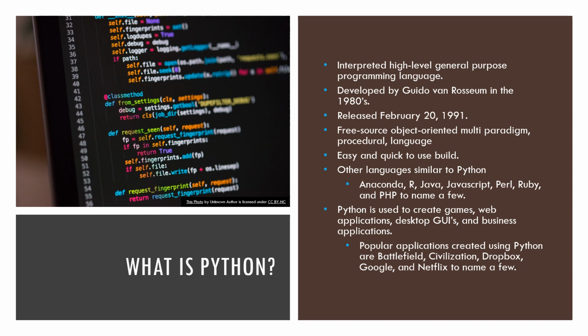Python also influenced the creation of other languages such as Ruby, Cobra, Boo, Swift, Go, and Julia. Python is great for web applications, games, business applications, and desktop GUIs, or graphical user interfaces. Some popular applications created using Python are Battlefield, Civilization, Dropbox, Google, and Netflix.